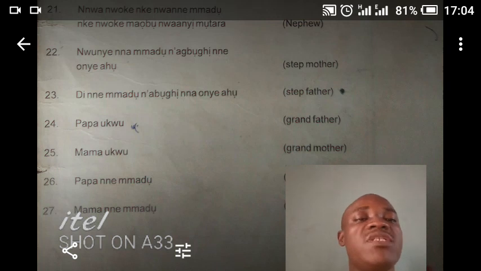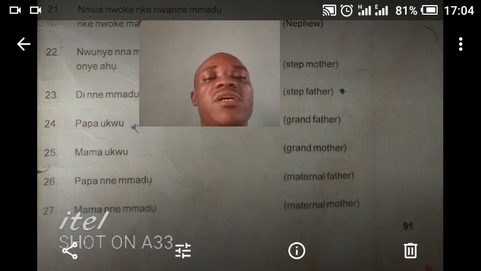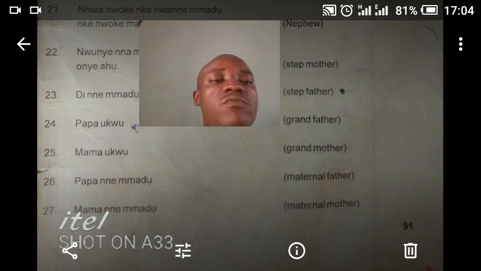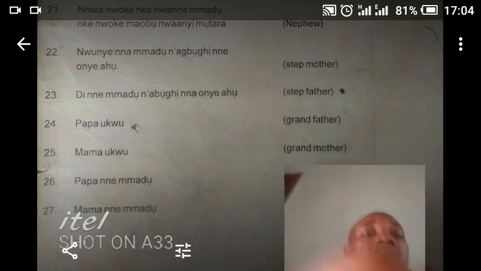Papa ukwu means grandfather in Igbo. Mama ukwu means grandmother. Papa nne mmadụ means maternal father. Mama nne mmadụ means maternal mother. That is that. We'll continue.